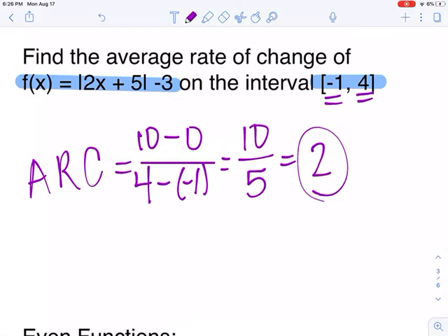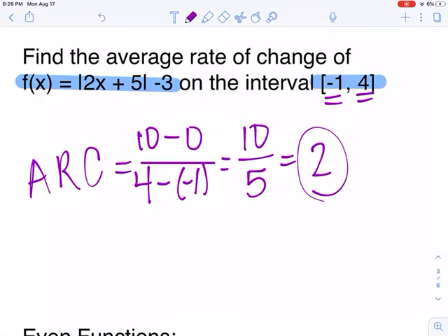Okay, I hope you're arriving at the answer of 2, just like I have up here. We have our change in y, 10 minus 0, over our change in x, 4 minus negative 1, which gets us 10 over 5, which is 2.